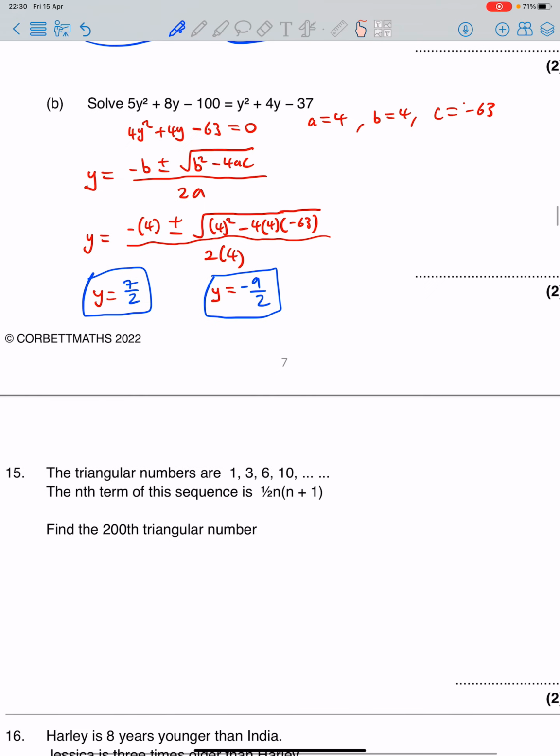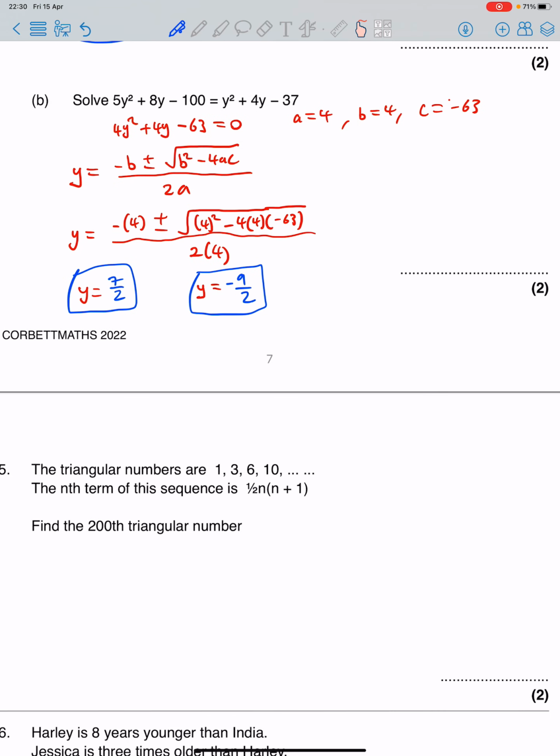Okay, let's keep going. Next, the triangular numbers are 1, 3, 6, 10, and so on. The nth term of the sequence is given as that, and it's asking us to find the 200th triangular number. Now, this is just simply substituting n equals 200. So that becomes a half times 200 multiplied by 200 plus 1. We could use a calculator, but I can see here that a half times 200 is 100, and that's times 201. So that's going to be 20,100.